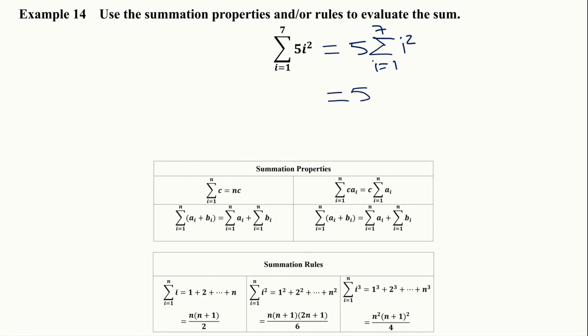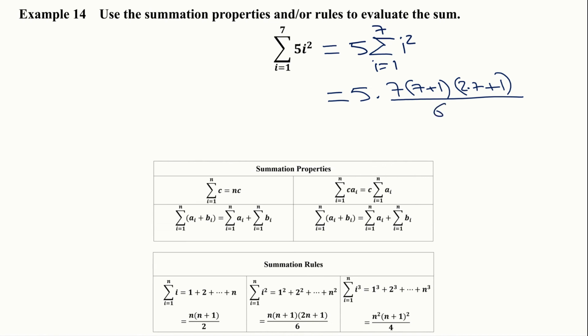And now I also realize that this part I can use the square rule for, right? So it's going to be n times n plus 1 times 2n plus 1 over 6. My n here, of course, is what? Is 7. So I'm going to get 5 times 7 times 7 plus 1 times 2 times 7 plus 1 over 6. Now I just need to compute that.